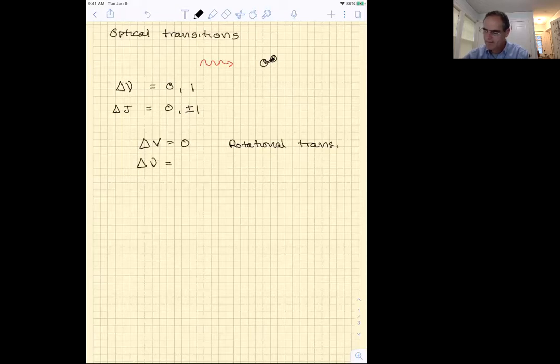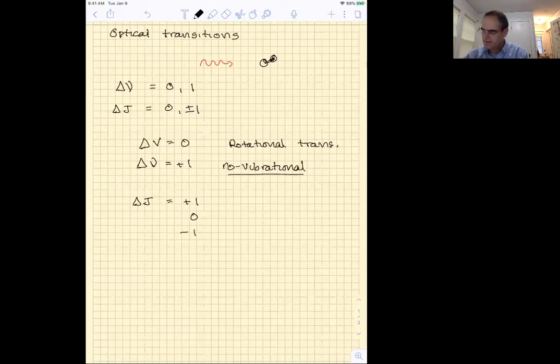Delta nu equals +1 transitions will be called rovibrational transitions. And this is what we'll be observing today. In addition, there are 3 types of rovibrational transitions, depending on how the rotational quantum number changes. It could change by +1, 0, or -1. And there's a nomenclature about this.